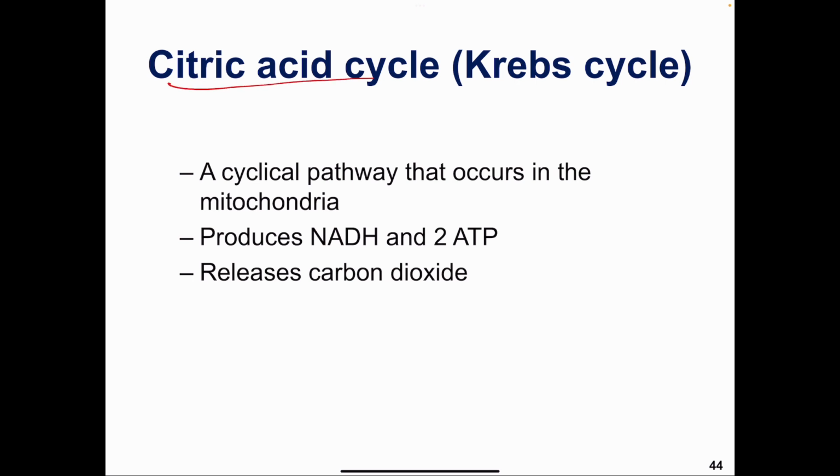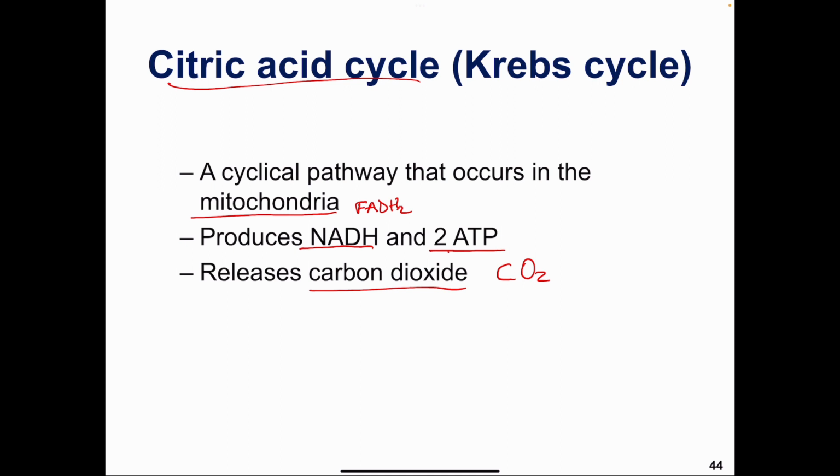The citric acid cycle is a cycle that occurs in mitochondria. It produces NADH, but also FADH2. I want you to remember that. And 2 ATPs are produced. In the process, you have release of carbon dioxide, CO2.